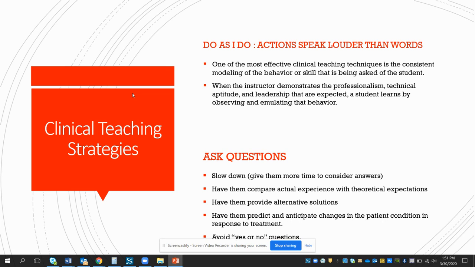Ask questions. Slow down to give them time to consider their answers. Have them compare actual experience with the theoretical expectations. Let them ask you questions. Have them provide alternative solutions. So talk about your calls afterwards. Is there anything they would have done differently, or anything that you would have done differently if they were taking the lead? Have them predict and anticipate changes in the patient condition in response to treatment.